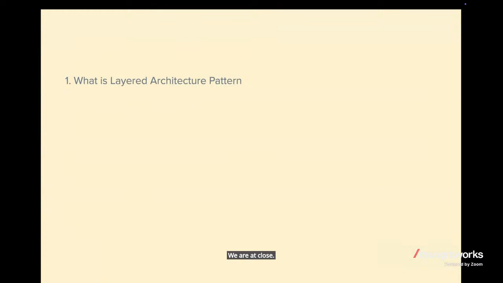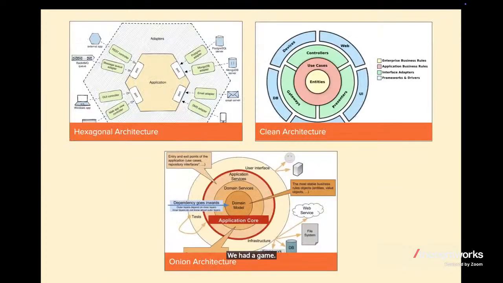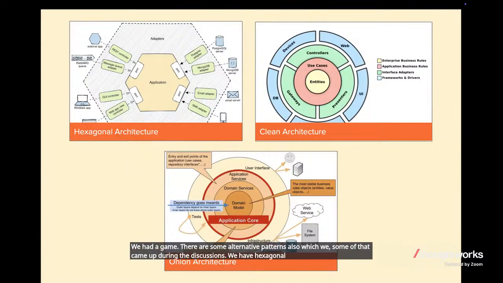What did we look at today? We are at close. We looked at the layered architecture pattern. We looked at the rules which govern interaction between different layers to reduce coupling. We saw an account transfer example. We saw some code. We had a game. There are some alternative patterns also, some of which came up during the discussions: hexagonal architecture, clean architecture, onion architecture. These are alternatives to the topic we discussed today.